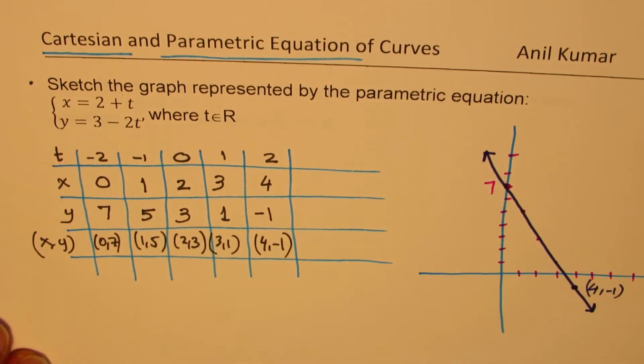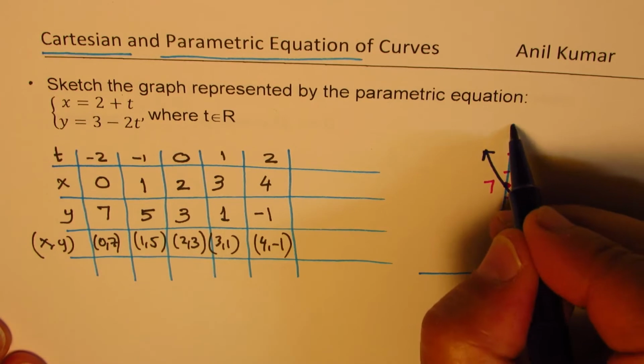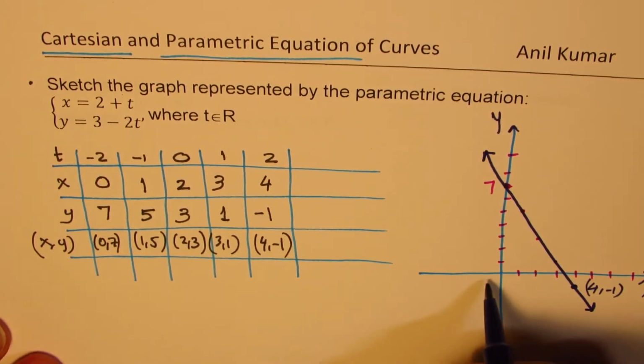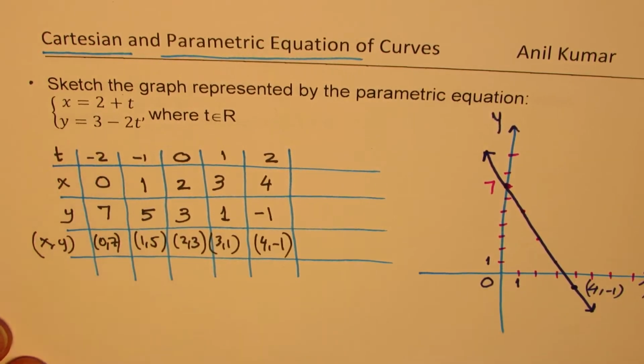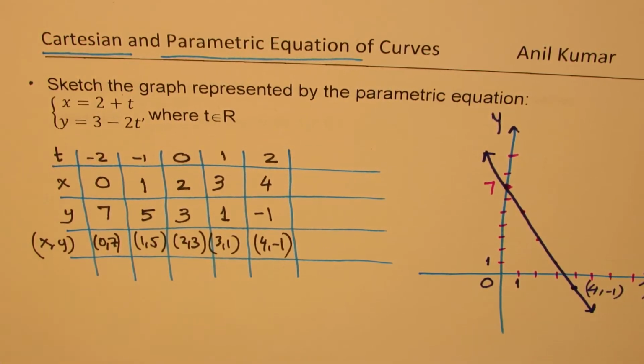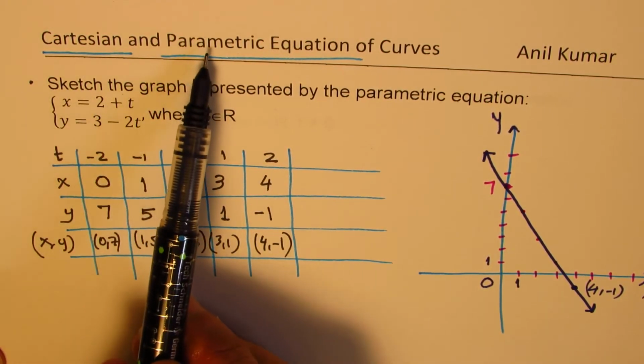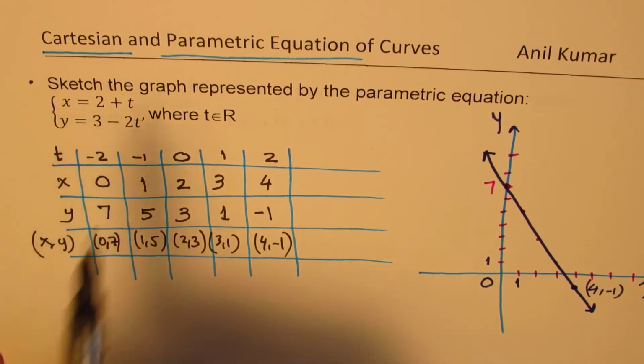So what you see really is a line, right? On a Cartesian plane, the parametric equation will represent a line. Now mathematically, we can actually show it also. How can we do it? Let's try to figure this out also. That's kind of important. So we'll convert this parametric equation to the Cartesian equation.